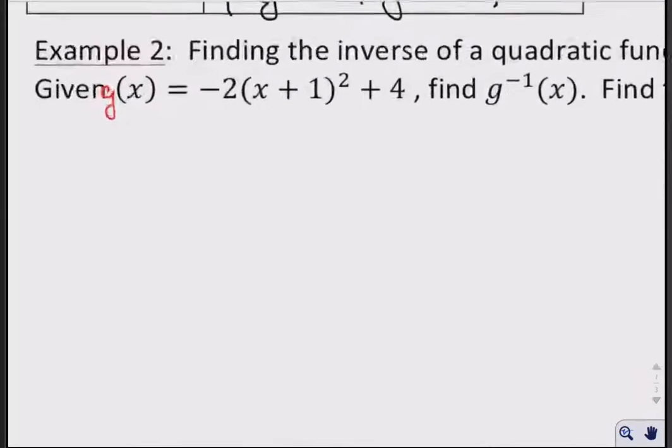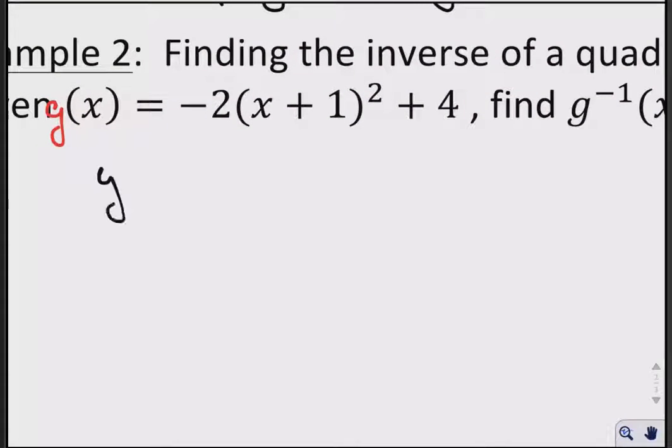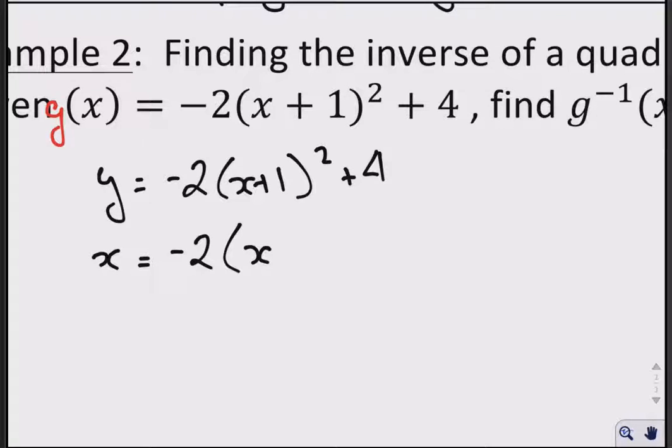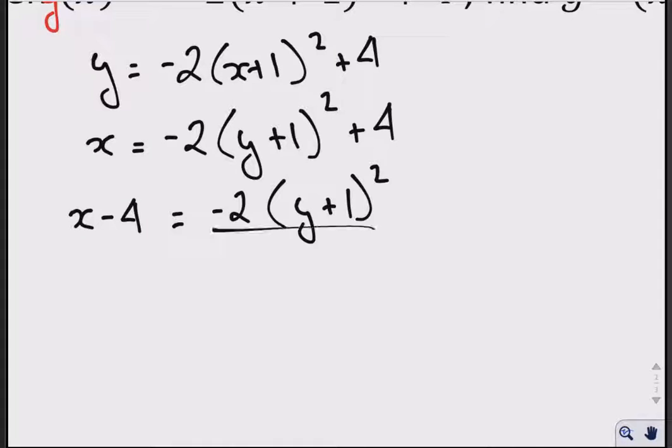Let's start to determine the inverse. So step number 1, replace the g with a y. And then interchange x and y. Put a y here. And start solving for y. So here I get x minus 4 equals negative 2. I'll expand this out. Actually, no, I won't. You'll see why in a bit. I'll leave that as is because I want to get y by itself. Next, I divide everything by -2.